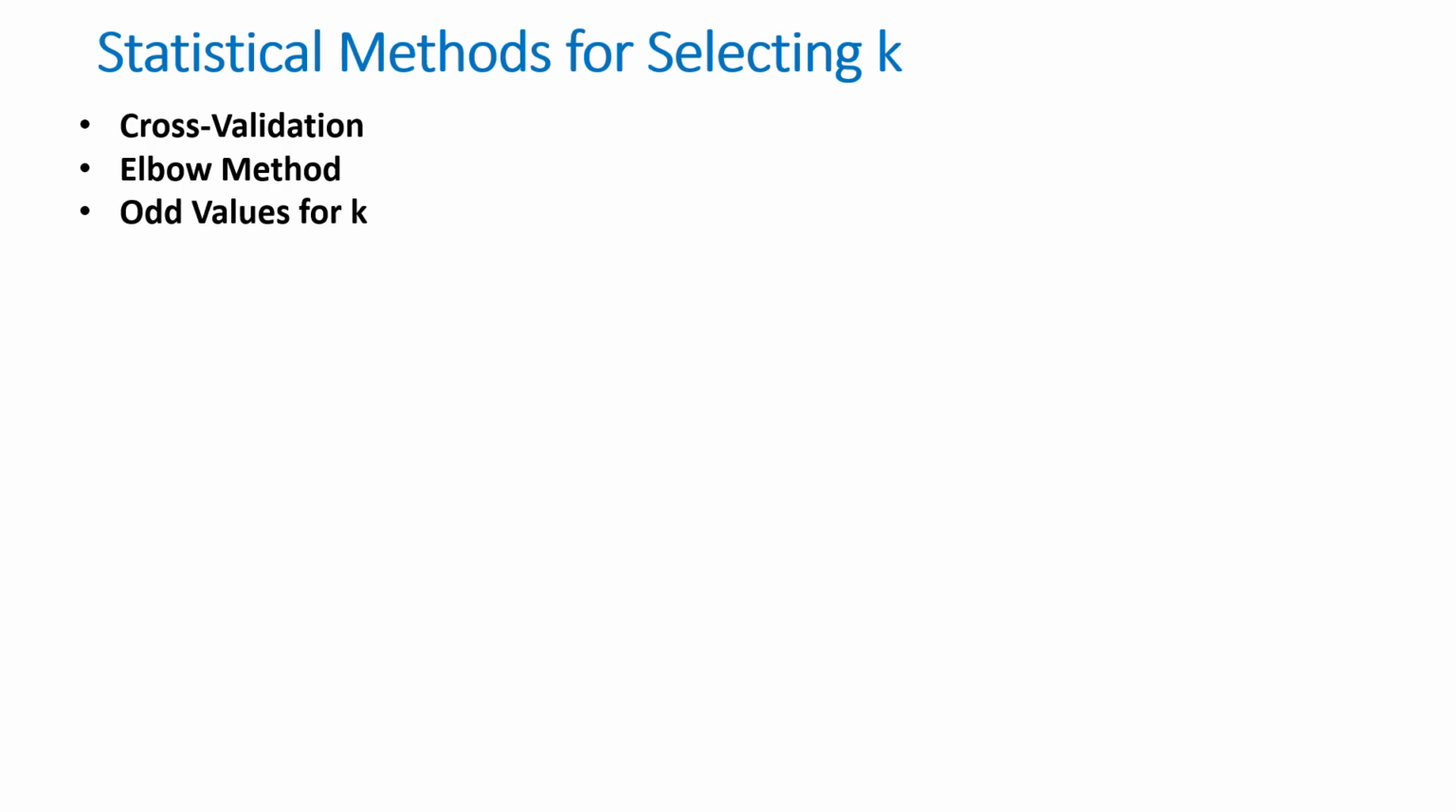Why do we choose an odd value of k instead of an even value? With an even k, if we have 2 from class A and 2 from class B, then we can't make a prediction, so it will lead to a tie. If we have an odd value, in the voting we will always get one result. That is why we choose an odd value of k.